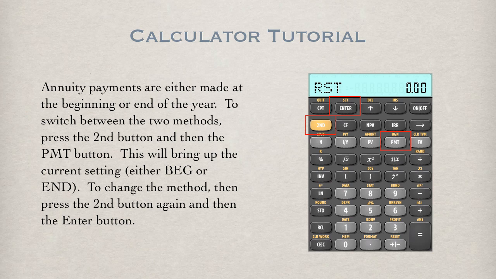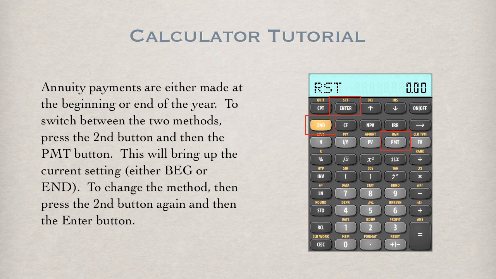When you hit that second and PMT button, it's going to pop up what your calculator is currently on. So it might either say BEG or it might say END. The BEG means that you're currently set at beginning, and if it says END, that means that you're currently set at end. So let's say, for an example, you hit second and the PMT button, and it says END on there. But you're working an annuity due problem, and you need your calculator to be calculating based on the beginning of the period.